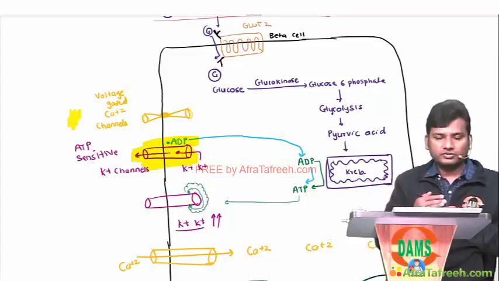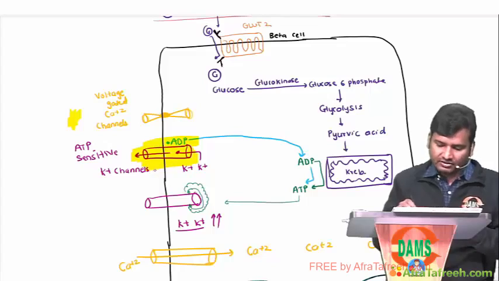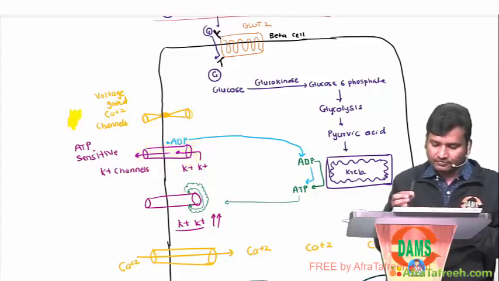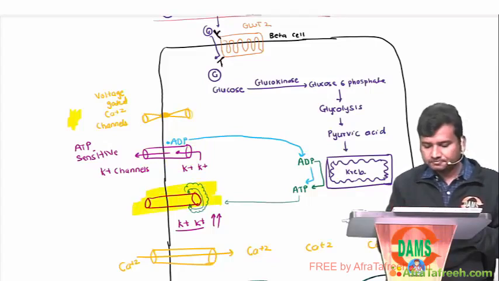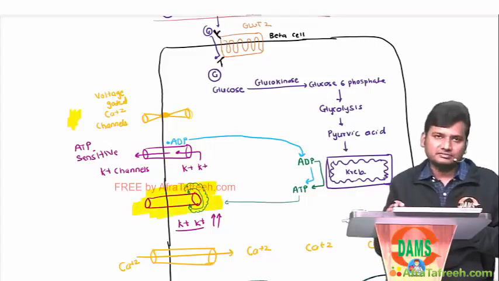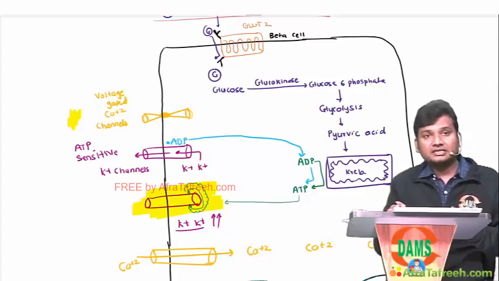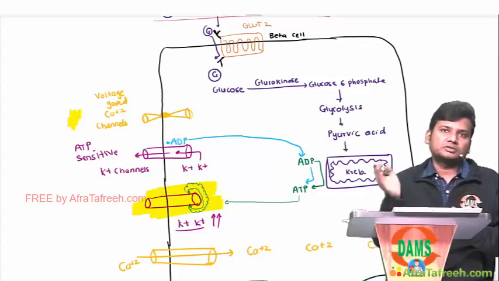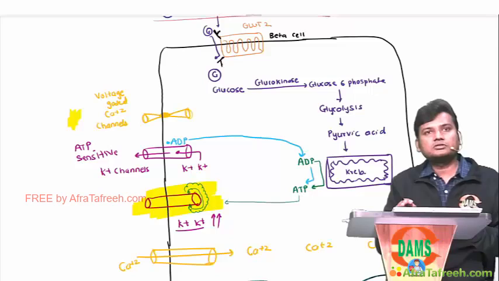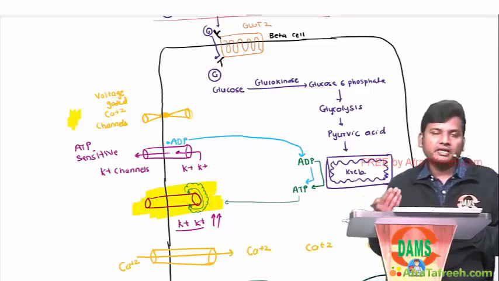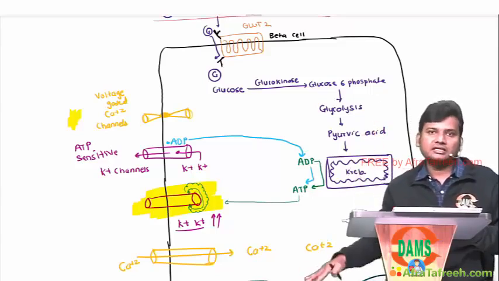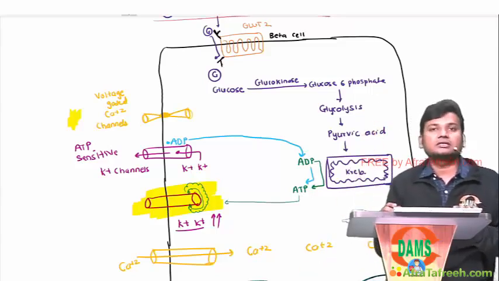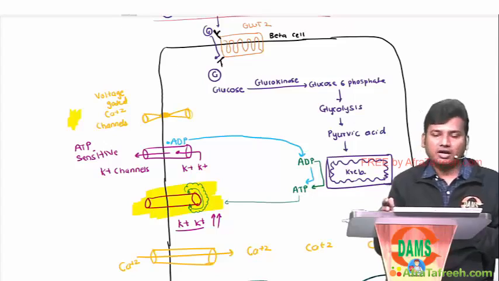And the opposite of this: suppose I have a drug which can open potassium channels, then these potassium channels will remain open, positive charge will go outside and positive charge in beta cell will decrease, calcium channels will not open and insulin secretion will decrease, and these drugs are used in a tumor called insulinoma.